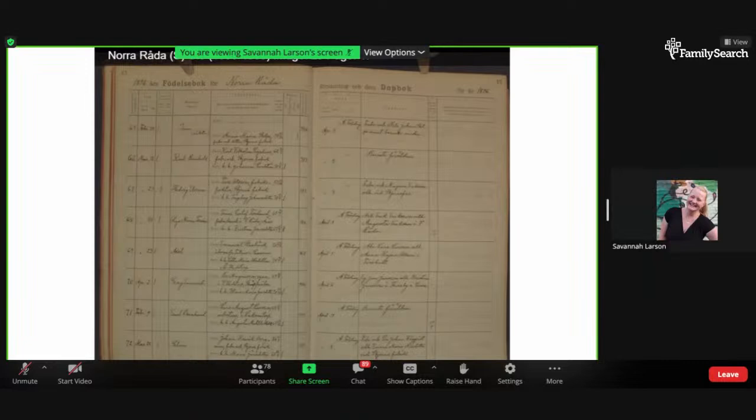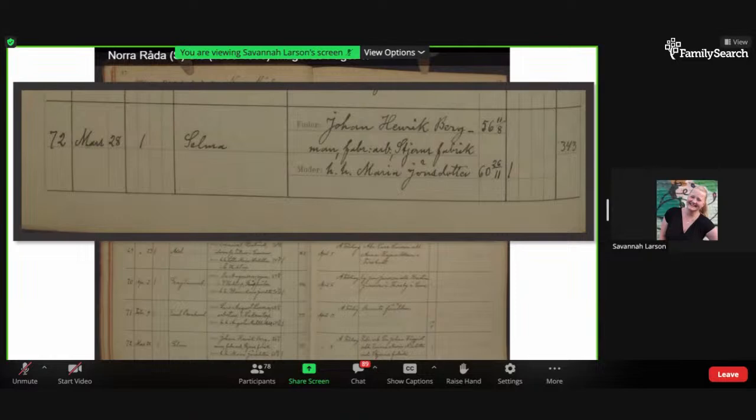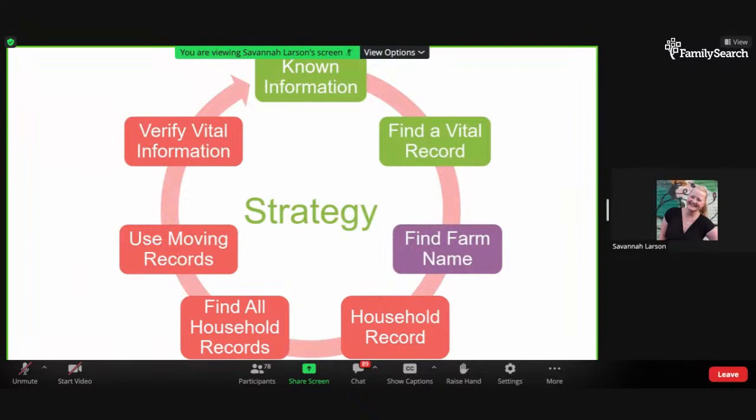We've got her being born on the 28th of March in the right year. And it's a Selma, and her parents are listed as Johan Henrik Berryman and Maria Jens daughter. We're also super lucky because we get birth dates for them in this birth record, and we've got a page number to the household record book. So we do want to find a farm name here. So if we go back to the record, we can actually look at that in the record.